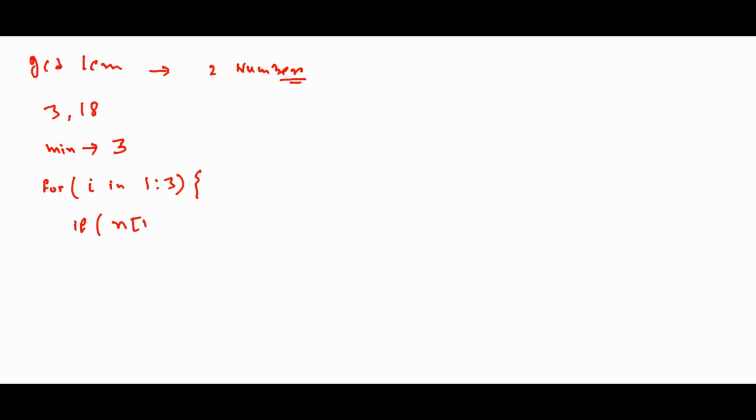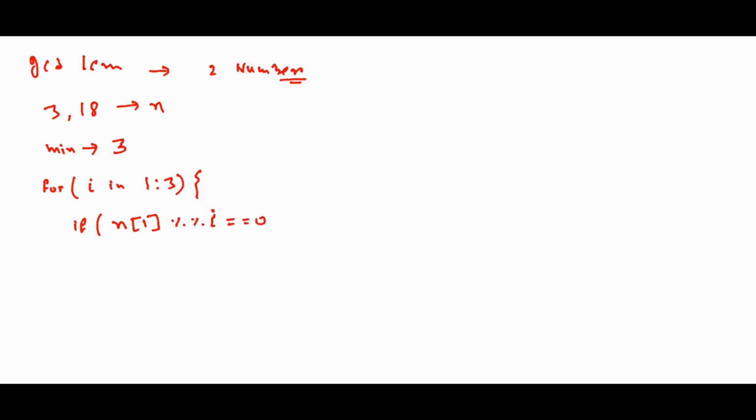So first I will discuss GCD and LCM for two numbers, then we will extend it to more than two numbers. Suppose we have two numbers, say 3 and 18, and we will find its GCD. Then we will take the minimum, 3, and we will run a for loop i from 1 to 3 and check if n1, so let's say this is our n vector, that means n1 is 3 and n2 is 18.